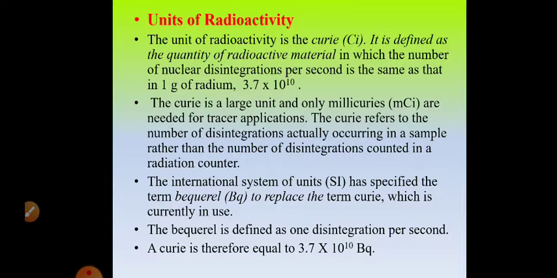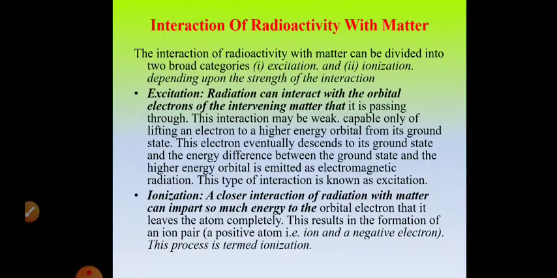The international unit of radioactivity, that is the SI unit, is the becquerel, Bq, to replace the term Curie, which is currently in use. A becquerel is defined as 1 disintegration per second. So, 1 Curie is equal to 3.7 x 10^10 becquerel. Okay, so that is the unit of radioactivity.